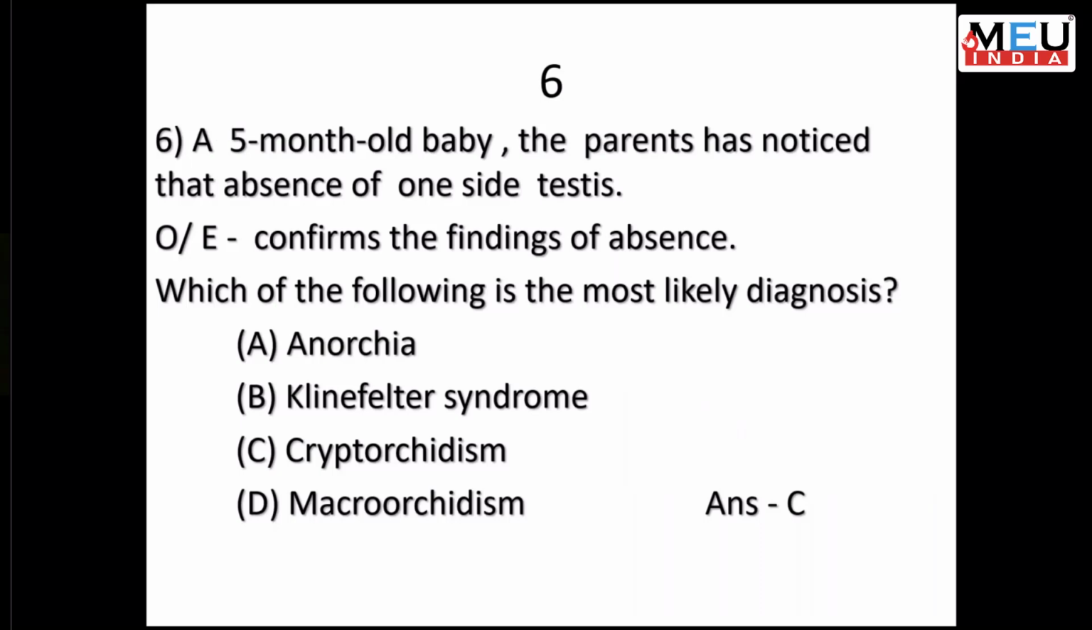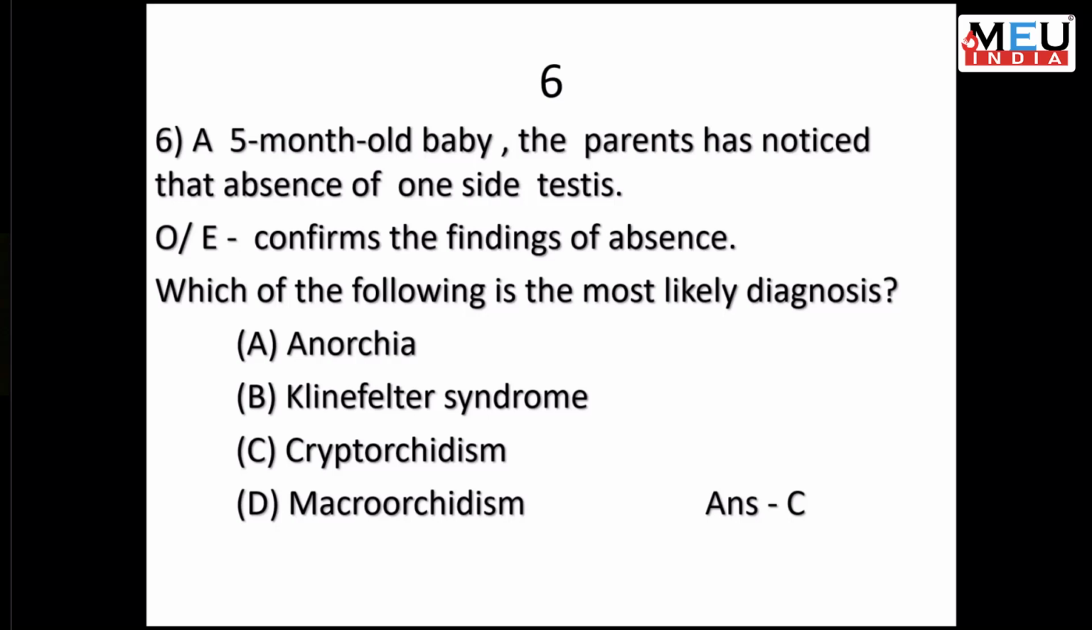Question: a 5-month-old baby, the parents have noticed absence of one side of the testis. Examination confirms the finding of absence. Which of the following is the most likely diagnosis? Anorchia, Klinefelter syndrome, cryptorchidism, macroorchidism. The answer would be C. So we can discuss other findings also.